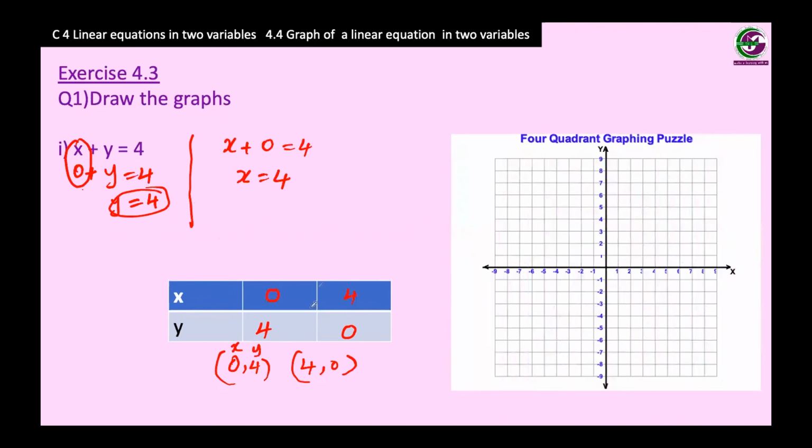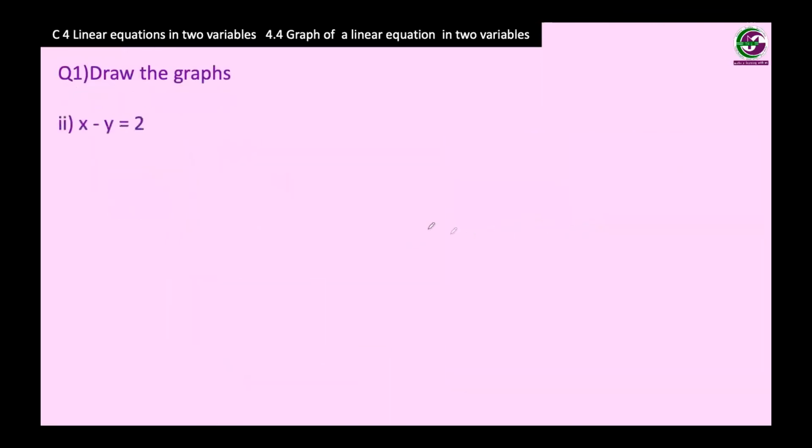Let's graph it here. We start from x-axis 0, then 4 steps up. For x-axis 4, don't go up or down, stay at 4. So here it is. This is the line which passes through 2 points, so this is the graph for the given equation. Is it clear? Let's move on to part 2 of the same question.